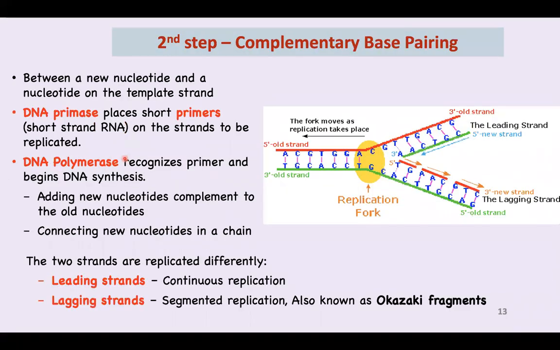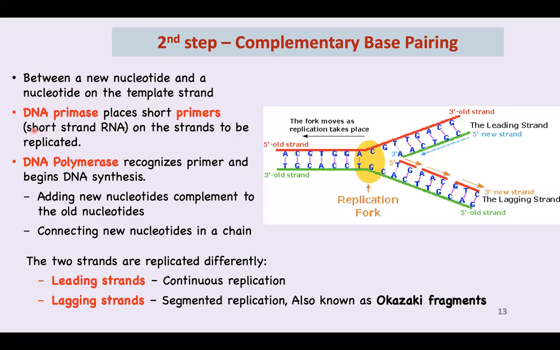Okay, the second step. Okay, second step is the main step. Bukan nak cakap the main step lah, but most of the event happen here, dekat sini, dekat complementary base pairing. Okay, so what does it mean by complementary base pairing? It is between a new nucleotide and a nucleotide on the template strand. Okay, this is called semi-conservative replication. New nucleotide and a nucleotide on the template strand.